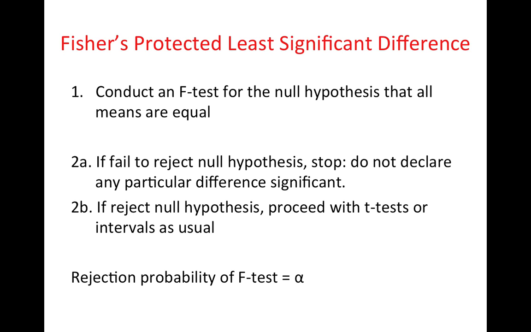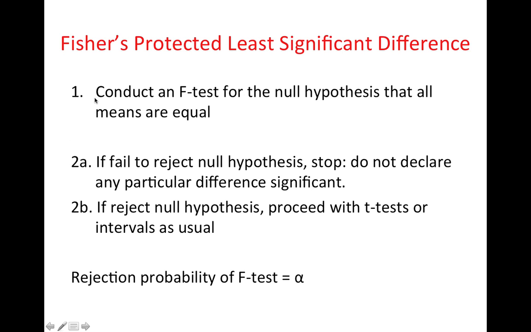Suppose that the null hypothesis of the F-test is true. All the groups do have the same mean. Then if you do the F-test with a 0.05 cutoff, the probability you'll incorrectly reject the null that all the means are equal is 0.05. In other words, the probability, if the null is true, that you'll get to 2b is no bigger than 0.05. And only if you get to 2b do you even do the t-tests.